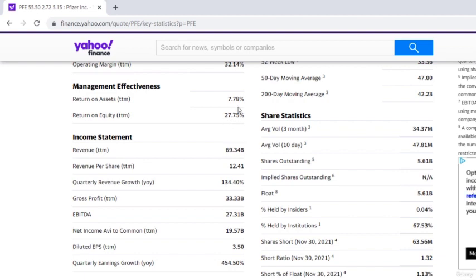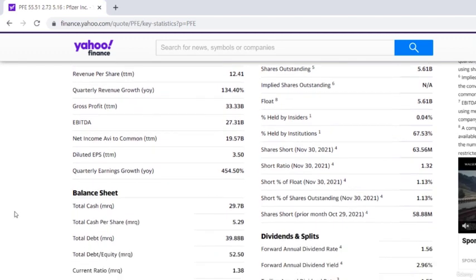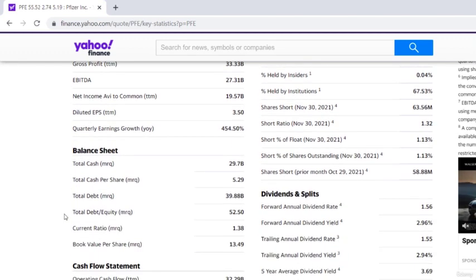This is so 27.75. That's a good number. So these management effectiveness numbers are pretty solid. Let's look at their debt now. We're going to go down here to their balance sheet.